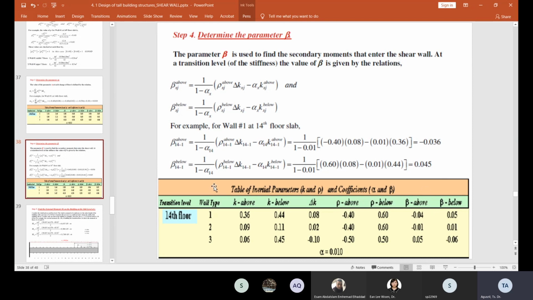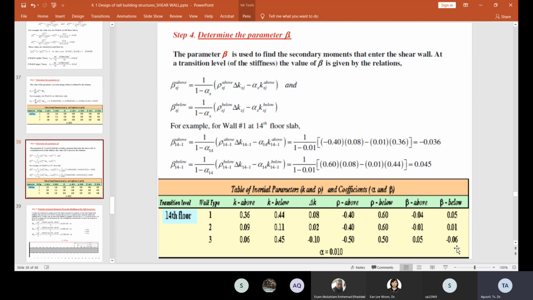Okay, and then for the below, again we use the value from the table from the previous calculation, and then we get the beta below is 0.045, rounded to 0.05. So this is how to get this value, and then for the other walls you can adopt the same concept to get the values for wall 2 and wall 3.